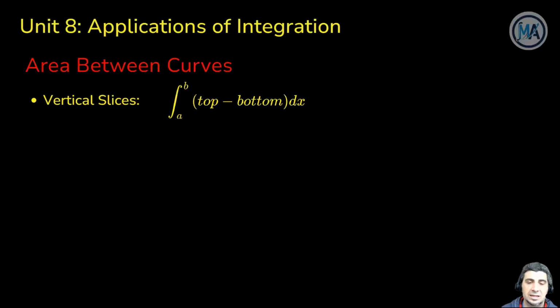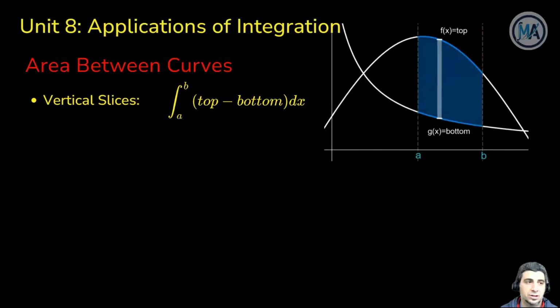The next big idea that you need to understand is area between curves. There are two ways you need to think about this. First is vertical slices. This is when you integrate from A to B, the top curve minus the bottom curve. I have a picture right here for you to show you how to visualize this.